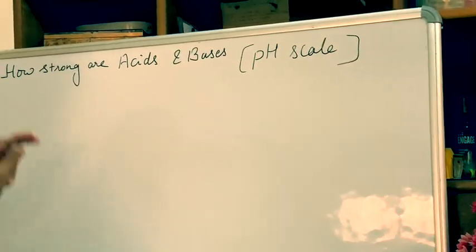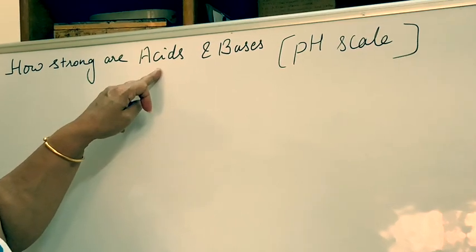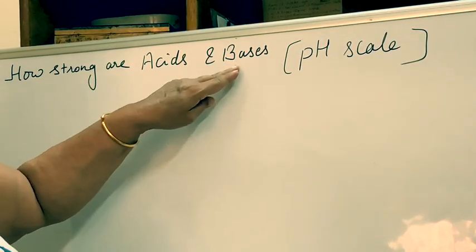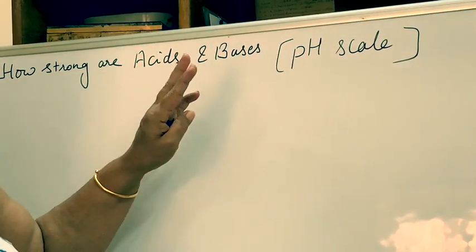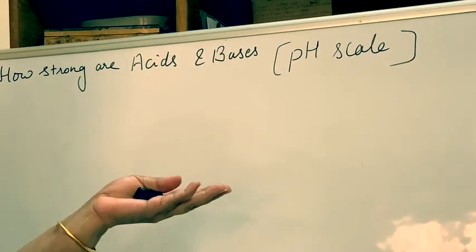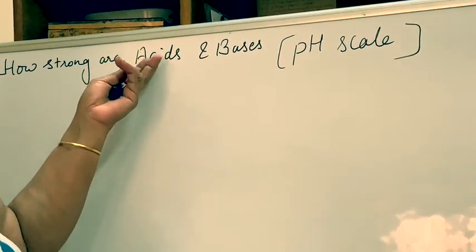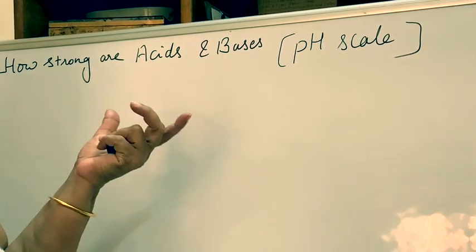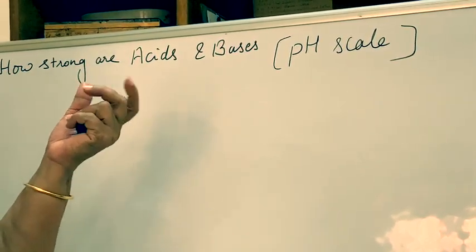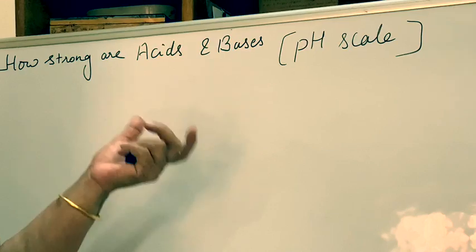Firstly, we had done what are acids and their chemical properties. In the same way, we have done what are bases and what are their chemical properties. Also, we studied why acids and bases show their peculiar chemical properties. What is the reason behind them and what do they all have in common?